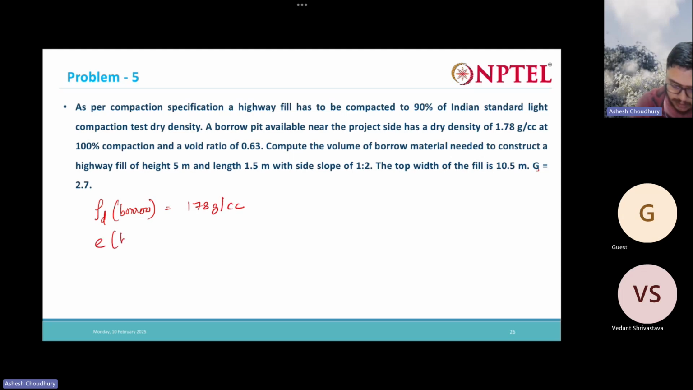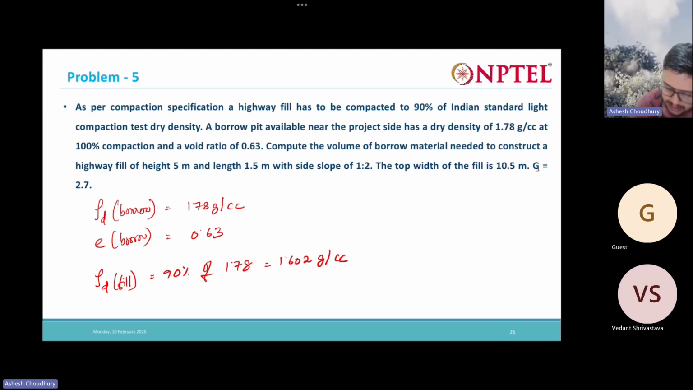And the void ratio of the borrow pit is also given. Now, the density that is to be achieved in the fill. 90% of Indian standard light compaction test dry density means 90% of 1.78 we need to achieve. Okay, that is gram per cc.